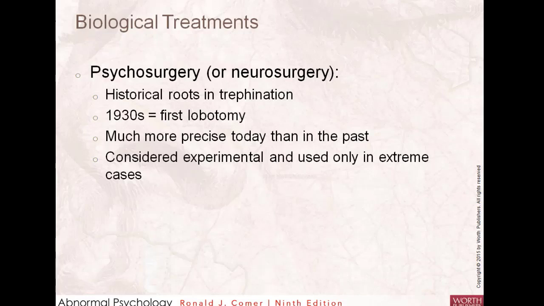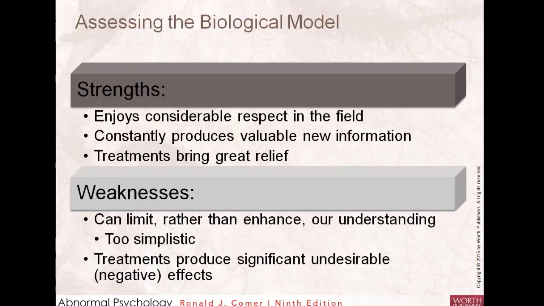Today, it very rarely happens and is much more precise. One psychosurgery that could potentially happen today would involve severing the corpus callosum, which would be the connections between the right and left half of the brain. That would only be done in severe situations, but it can be helpful for very significant epilepsy. So psychosurgery is not something that happens much today.